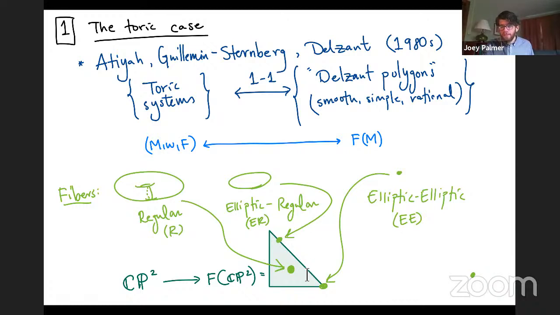The fibers over interior points, I'll call these regular fibers, are 2-tori. The fibers over points that are on an edge of the polygon, I'll call these elliptic regular fibers, are circles. I mean, I guess I could call it a 1-torus. And the fibers over corners are just isolated points, and these are the elliptic points. And so this is sort of the picture of how things work in the toric case. So it's very rigid, and right from the polygon, you can read everything off that you're interested in.